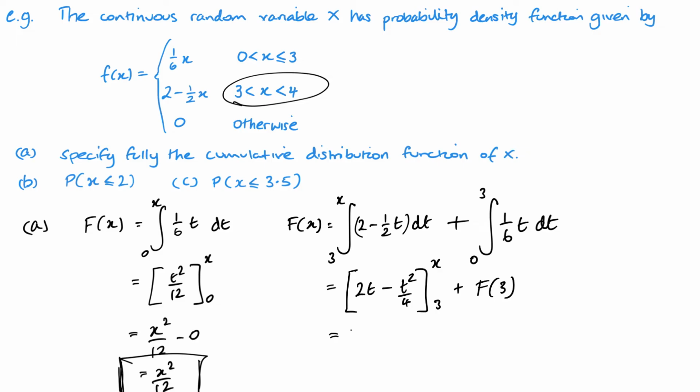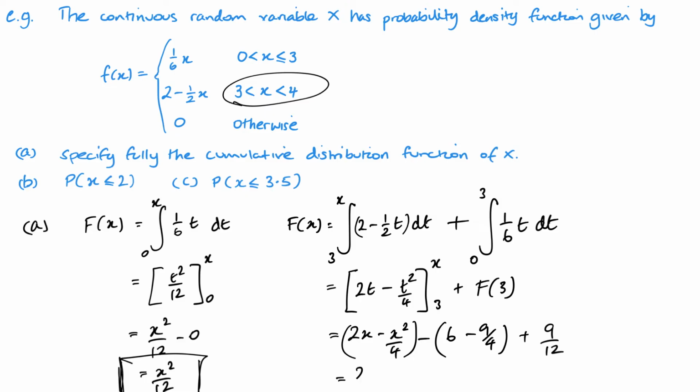So substituting in, we get 2x minus x squared over 4 minus, now substitute my 3 in, we get 6 minus 9 over 4 plus, and then again substituting 3 into this one here, the first set of values, the first function if you will. That's going to give me 3 squared, which is 9 over 12. So this is what I've got here.